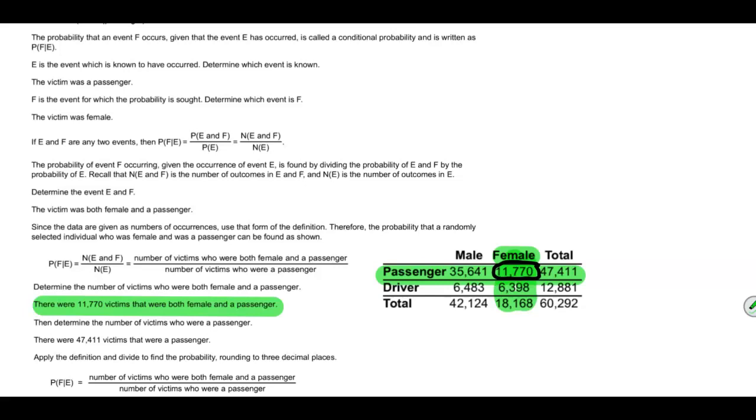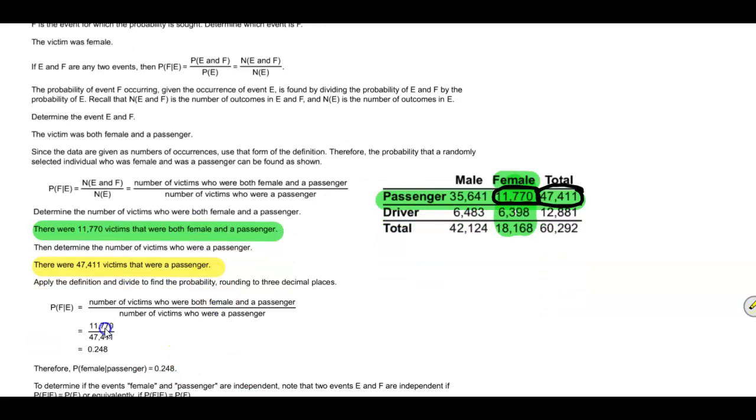And then we have to determine the number of victims who were a passenger. If we take a look at the total number of victims that were a passenger, that is the total in that row, which is 47,411. You can see here that it represents that particular number. So we take that numerator and divide it by the denominator to get the result of 0.248.